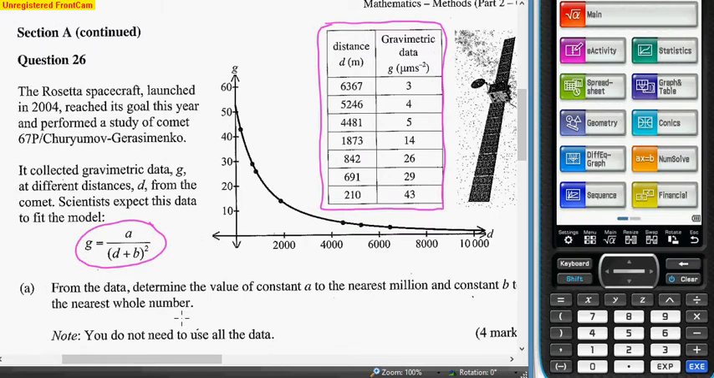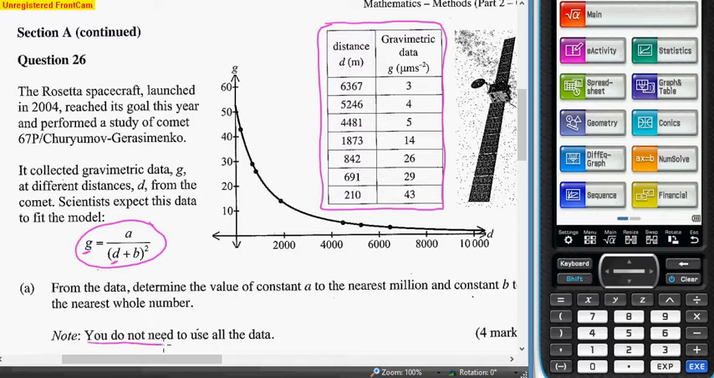Okay, so we've got lots of data here. We have an equation here. From the data, we're told what G and D are. So we've just got A and B to find out. We have two unknown variables. Well, we can just do simultaneous equations. We've got lots of points to choose from. I don't think it's going to matter. We should get the same answer each one we do.